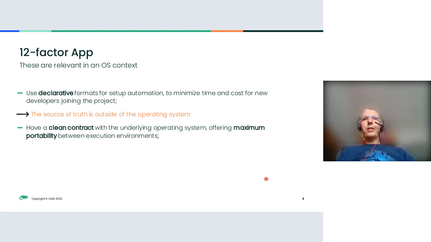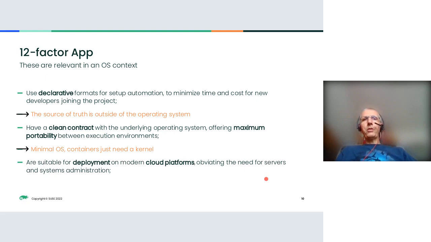The next thing is to have a clean contract with the underlying operating system. And that means the contract is between the application that is running in the container, and the container is a process running on the kernel, that it's clear to the application what to expect from the kernel. And it's only the kernel. There's nothing else besides the kernel. So any other tooling of the operating system is of no interest for the application. And that makes applications portable, because they know what to expect. And that means from an operating system, you just need a kernel, because nothing else is of interest for applications.